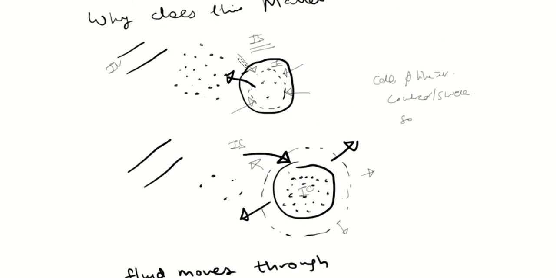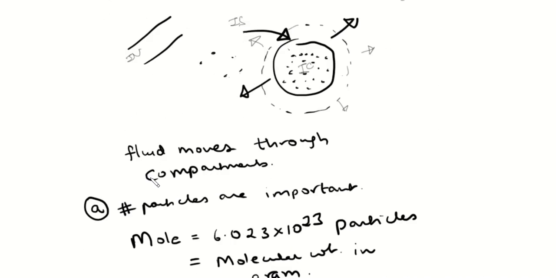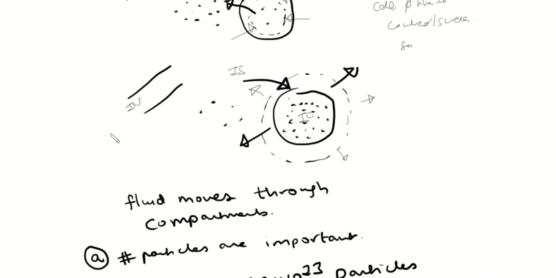So that's how fluid or water moves from interstitial space to inside the cell through osmosis. Well, Prashant, how does fluid move from intravascular space to interstitial space? Now that's a great question.